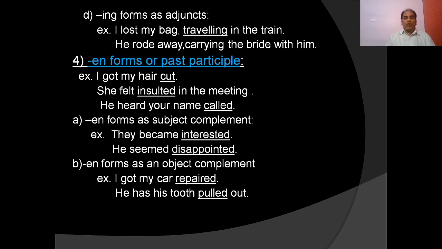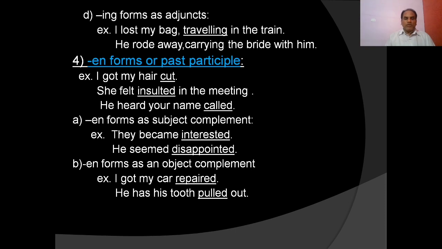-en forms as a subject complement. They became interested. He seemed disappointed. Became and seemed are linking verbs. After became and seem, usually a complement comes. Interested is the -en form of the verb, or past participle. It is a complement. Why? Because the sentence cannot be completed without the help of this -en form of the verb. It is an obligatory or compulsory part. Another thing is that it is used after the verbs become and seem.